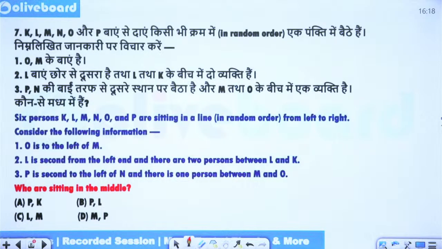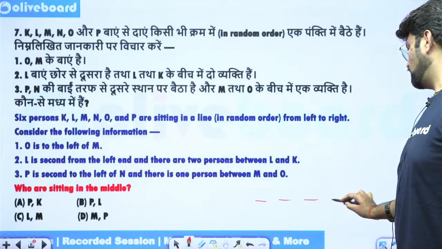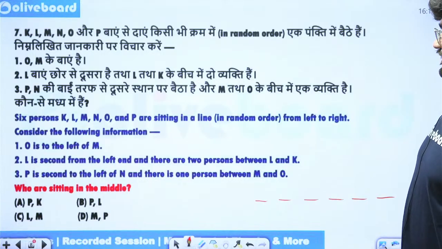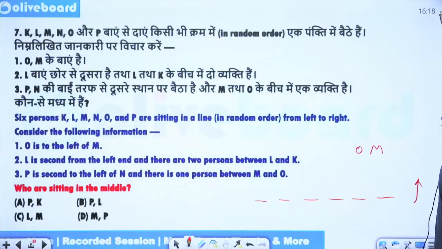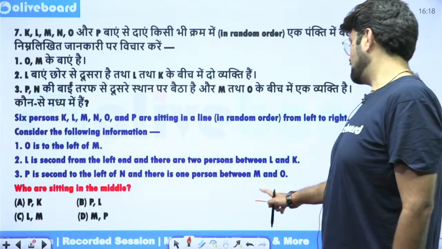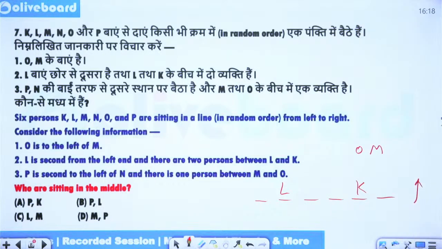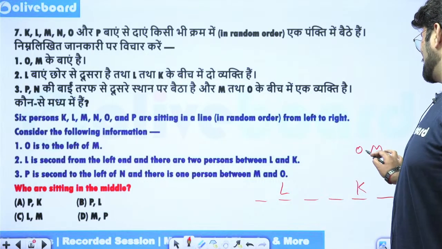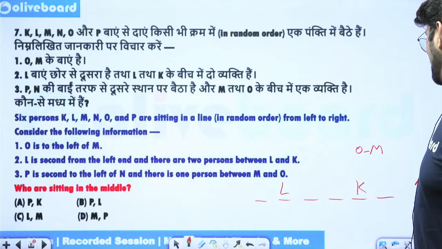Now 6 persons are sitting in a line in random order from left to right. These are the following. O is to the left of M, not immediate left though. L is second from the left end, and there are 2 persons between. Second from the left end, so L here and 2. And P is second to the left of N. There is 1 person between.